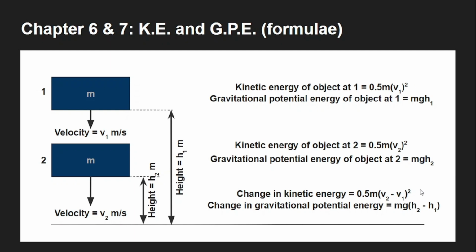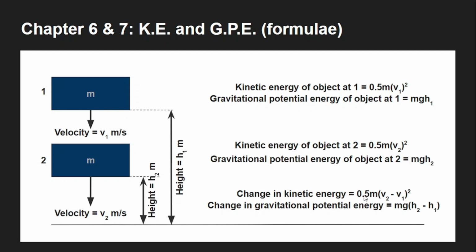I have just noticed here that I have put the square term out. Technically, in mathematical terms, that would be v2 squared plus v1 squared minus 2v2v1. I just want to say that that is incorrect. It should be v2 squared minus v1 squared. So it's not going to be v2 minus v1 the whole squared. So that is a correction that needs to be made. So apologies for that.